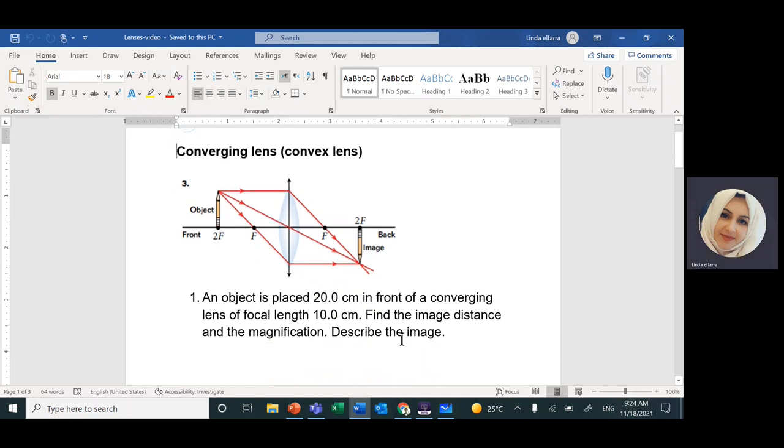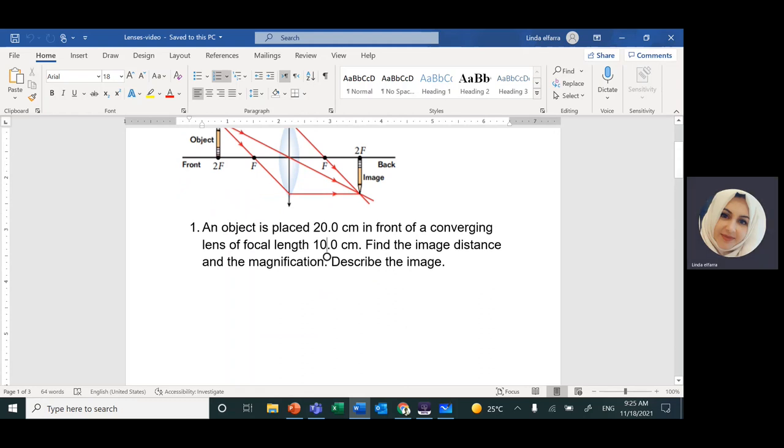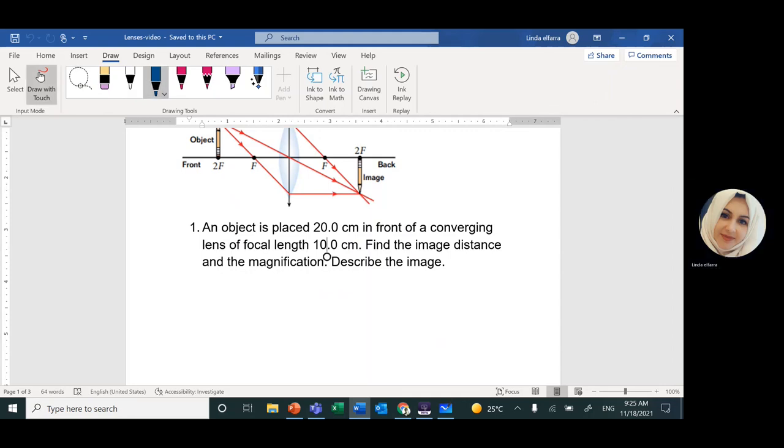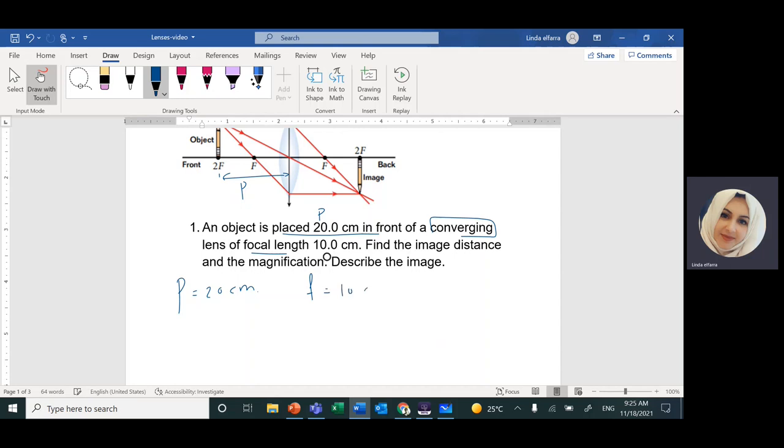Okay, here you have a converging lens. You have an object. The object is placed 20 centimeters in front of a converging lens, this one. So this is P, the distance between the object and the lens. So P is 20 centimeters. Since it's a converging lens, F is positive, so positive 10 centimeters. I need to find the image distance, Q or DI, the distance between this image and the lens, and I need to find the magnification.